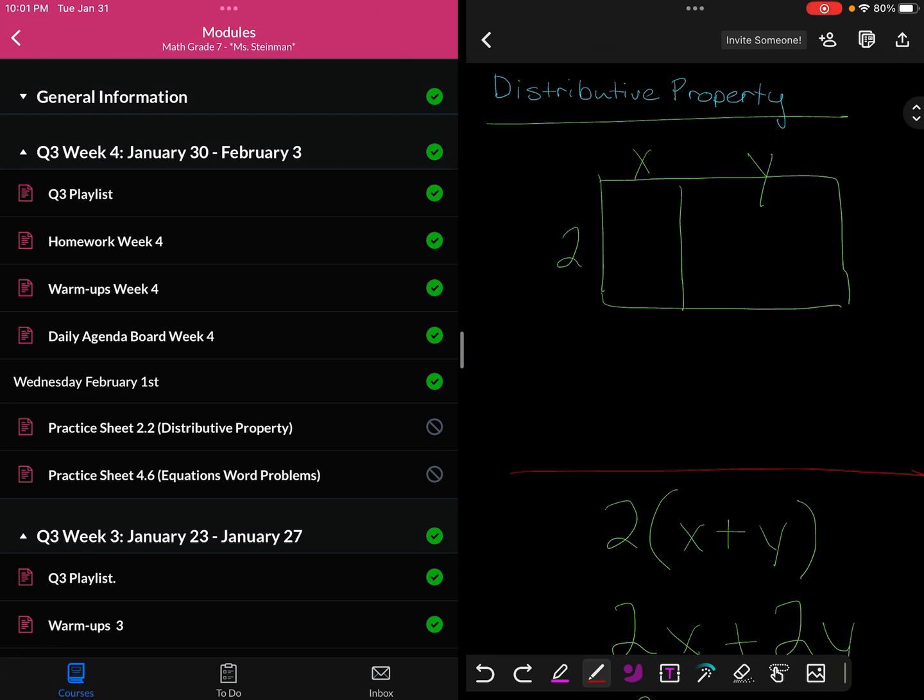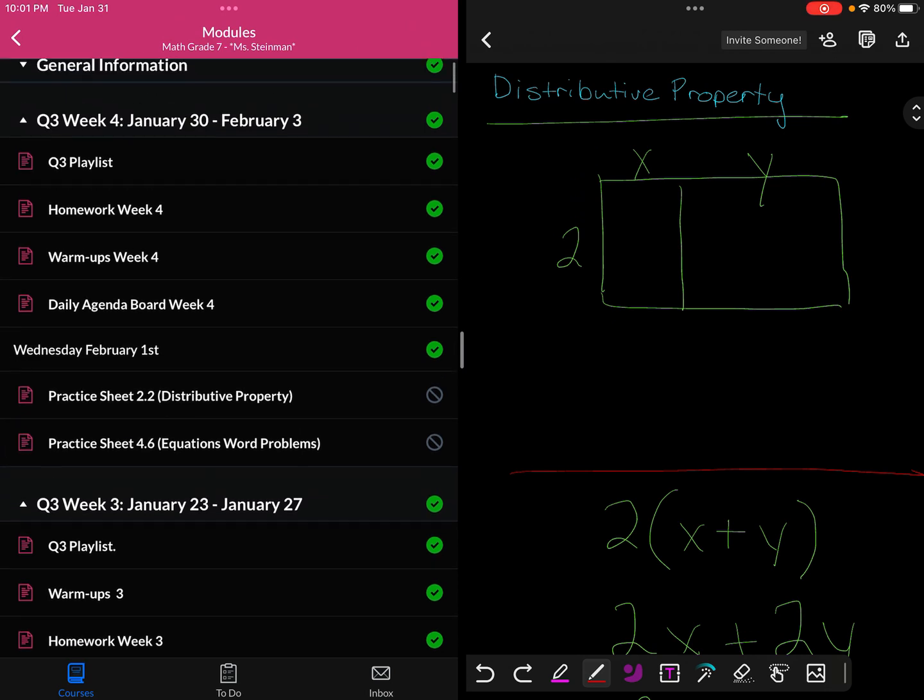I wanted you guys to go over a few things with me with distributive property, and we're going to review a little bit of what you saw last year, and then we're going to go into more detail in the coming days. So first thing I need you to do is to go to your Canvas, and under week 4, you're going to hit practice sheet 2.2.